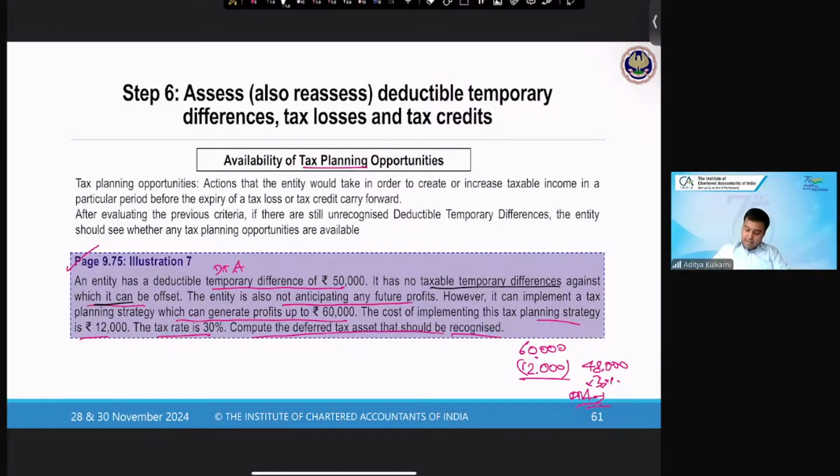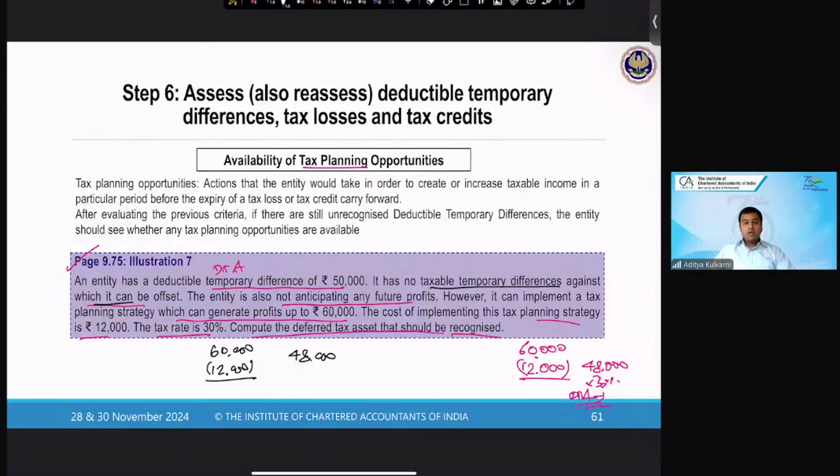However, it can implement a tax planning strategy which can generate profits up to 60,000. That means in the future, by virtue of tax planning, it can generate 60,000 worth of profits. Do you agree? The cost of this tax planning strategy is 12,000. That means the available profit is 48,000. Do you agree to this? Yes, sir.